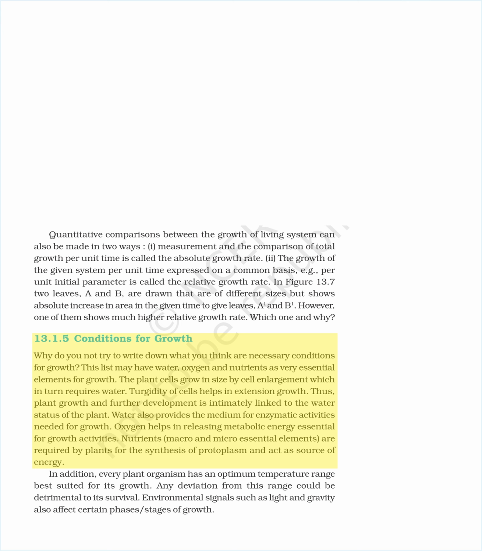Oxygen helps in releasing metabolic energy essential for growth activities. Nutrients, macro and micro essential elements, are required by plants for the synthesis of protoplasm and act as source of energy. In addition, every plant organism has an optimum temperature range best suited for its growth. Any deviation from this range could be detrimental to its survival. Environmental signals such as light and gravity also affect certain phases/stages of growth.